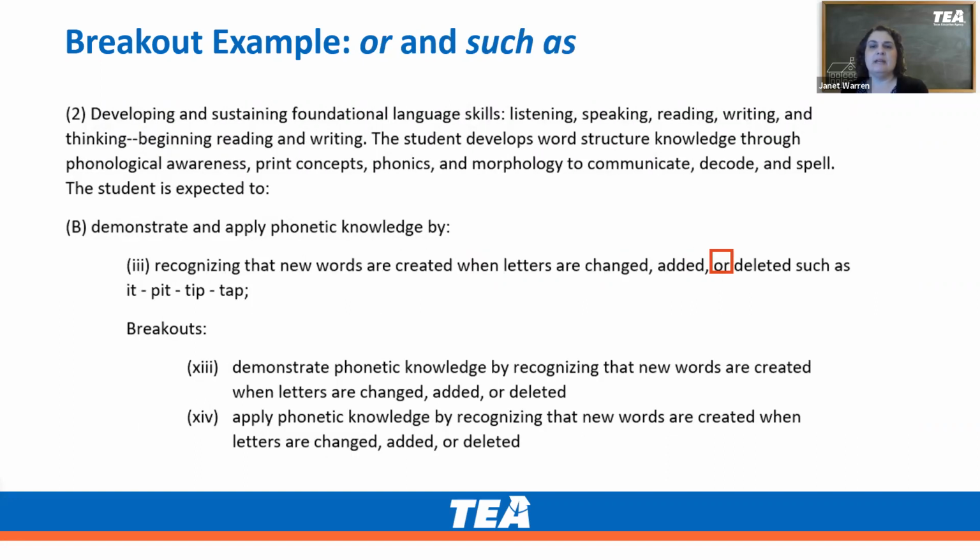This example is from English Language Arts and Reading, Kindergarten, SE 2B. There are 6 Romanettes in the SE, but I'm only showing you the 3rd Romanette for this example. This SE is complex because it contains 3 different conjunctions: and, or, and such as. We've already discussed what to do when words are joined by and, so I'll skip that statement and move on to the or statement.